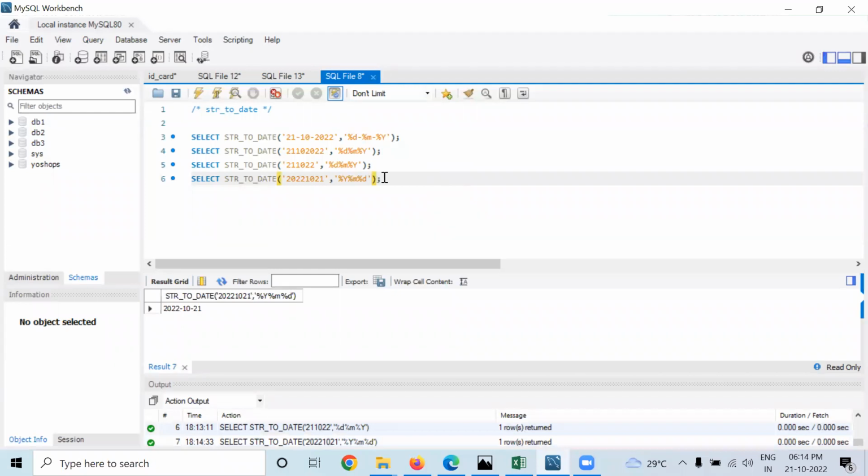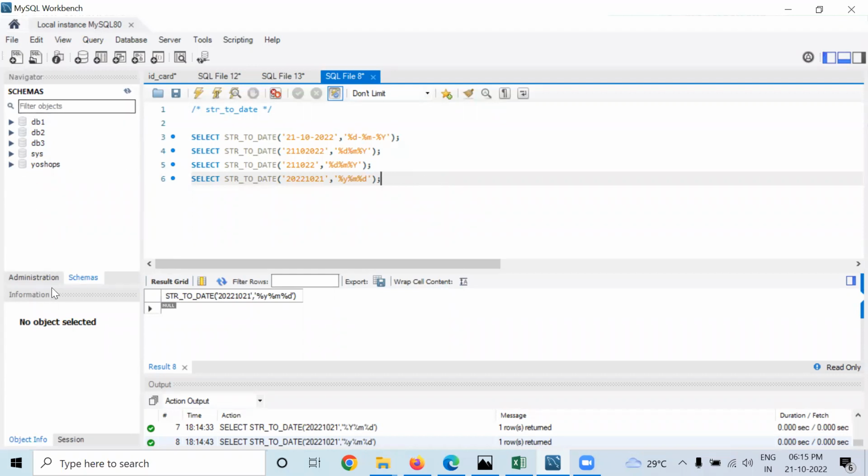Okay, now also it is okay. But if I am taking small y over here, in that case Control Enter will give me an error. Why is it happening? You have taken 2022 as the number, and here you have given percentage small y, so it shows an error.